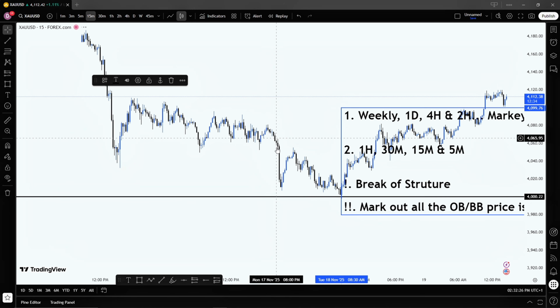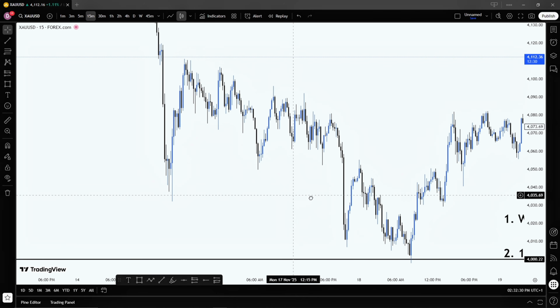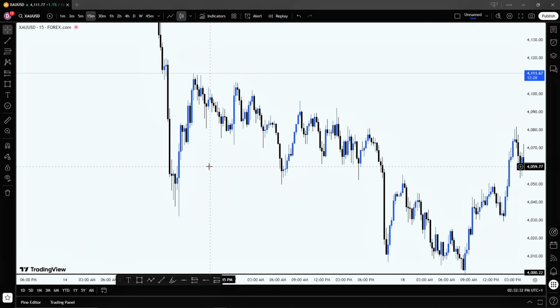You need to start moving to 30 minutes, just get to a time frame that is clear. If the 30 minutes time frame is not clear, I can go to a lower or a higher time frame. That's the reason for my different time frames.